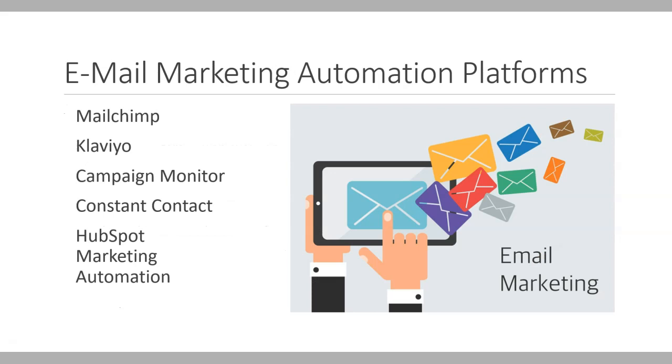Given that we've decided those are basic parameters for email marketing automation, let's take a look at some of those platforms that are available. I'm going to review first a set of platforms that are primarily for small to medium-sized businesses. These include MailChimp, Klaviyo, Campaign Monitor, Constant Contact, and even the HubSpot marketing automation solution.